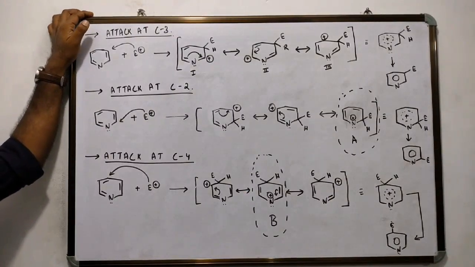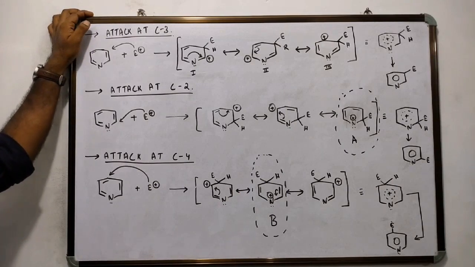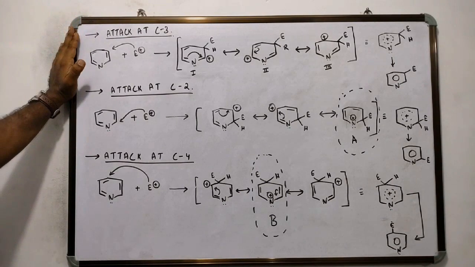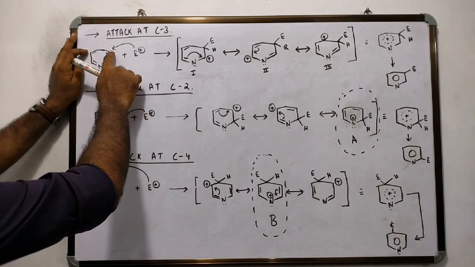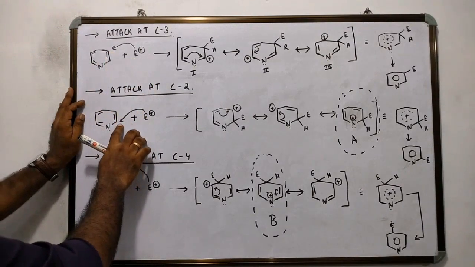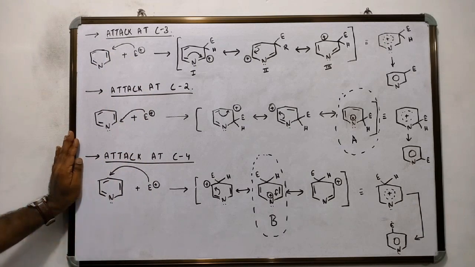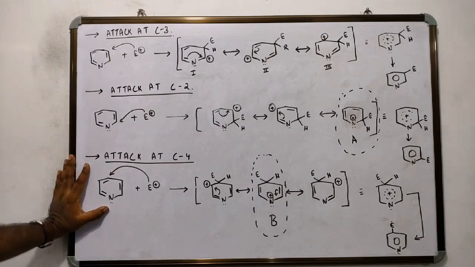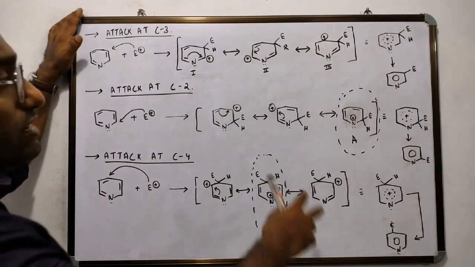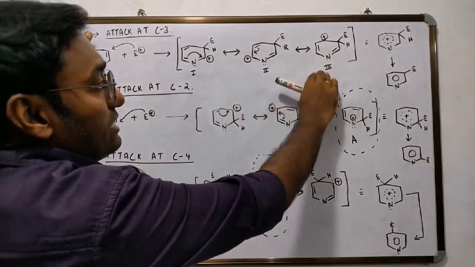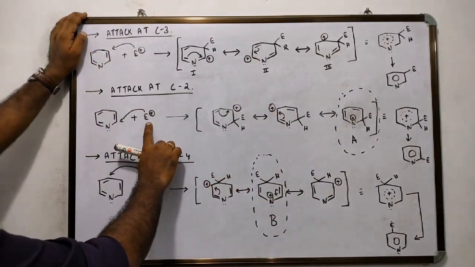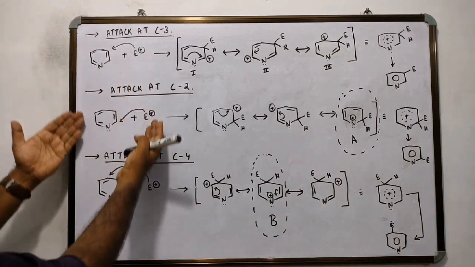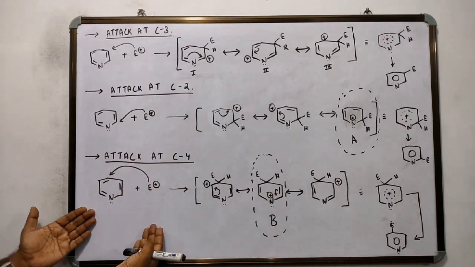Question number 2. At which position of the pyridine ring would the electrophile attack under vigorous conditions? That is, whether the electrophile would attack at position 3 or position 2 or position 4. To know the answer to this question, one has to compare the stability of the intermediate cations that are formed by attack of the electrophile at the third, at the second, and at the fourth position.